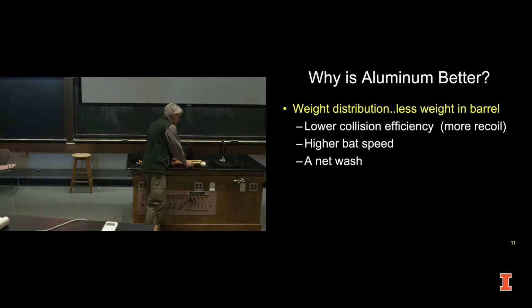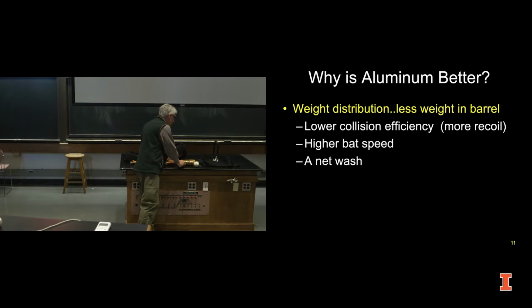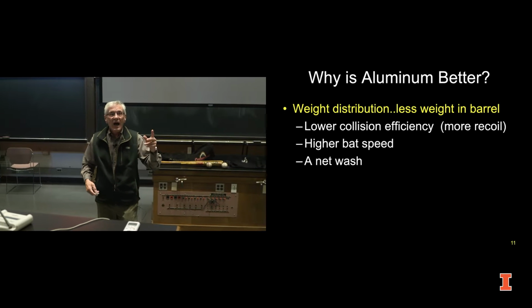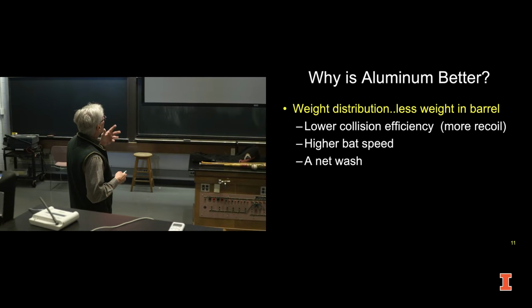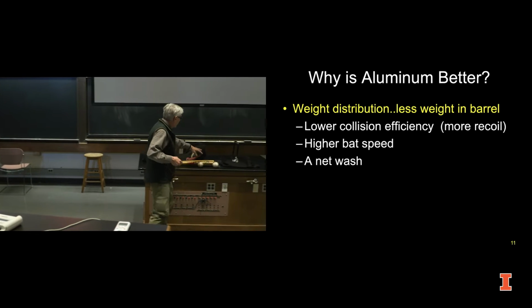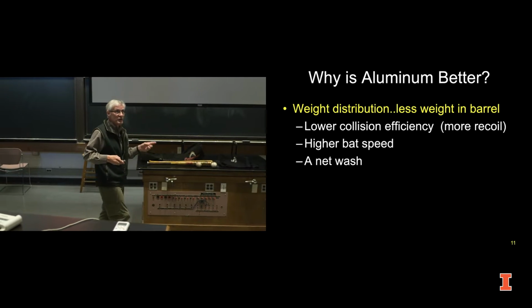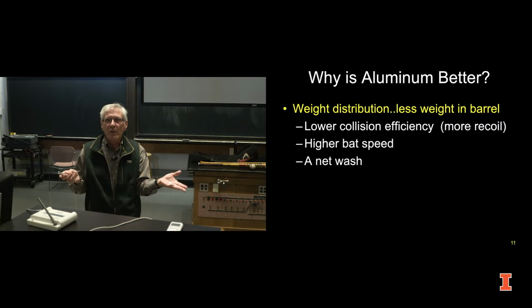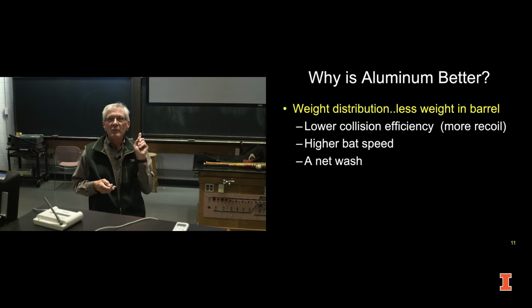So that would tend to make the collision efficiency higher, but again, the less weight in the barrel would make the collision efficiency lower, but you could swing it faster, and to a large extent, it's a net wash. That's not why aluminum is better.